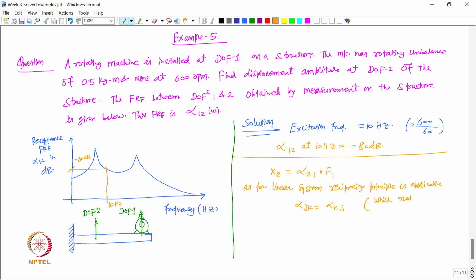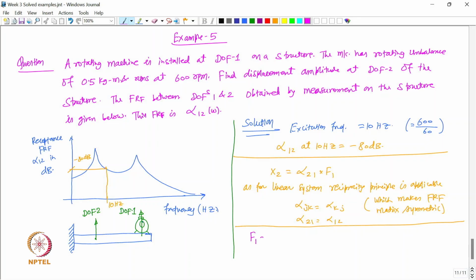Which makes the FRF matrix symmetric. So which essentially means that in our case alpha 21 is actually equal to alpha 12, and therefore I can make use of the graph given to actually find alpha 21. So now let us determine what is F1, right.